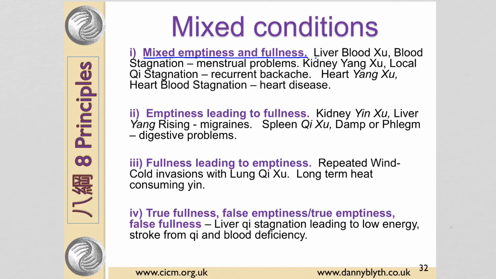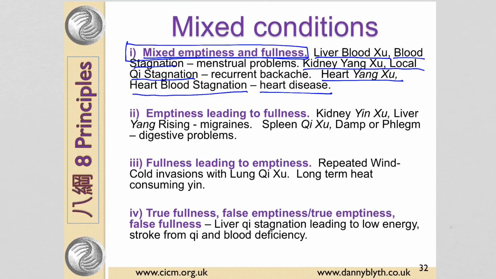So for example, we might have liver blood deficiency and blood stagnation in a lot of menstrual problems. We might have kidney yang deficiency plus local qi stagnation, fullness, in recurrent backache. We might have heart yang deficiency, emptiness, with heart blood stagnation, fullness, in cardiac disease. So we need to unpick which of these to treat first, and how to treat them together when we're using full and empty.